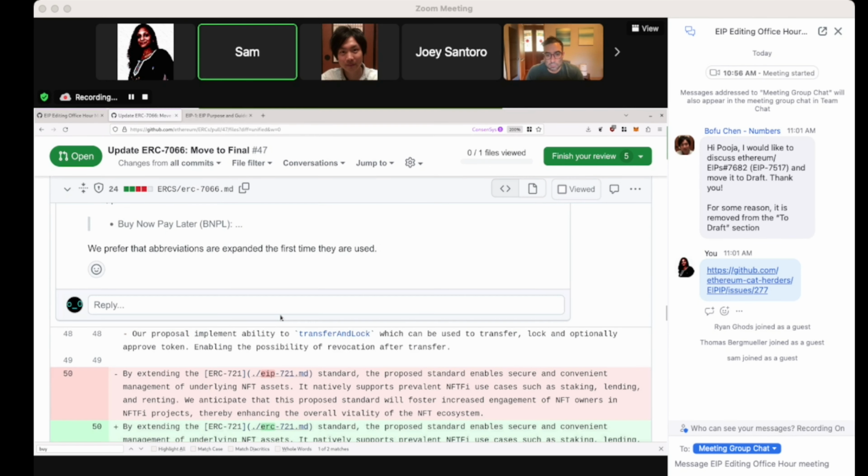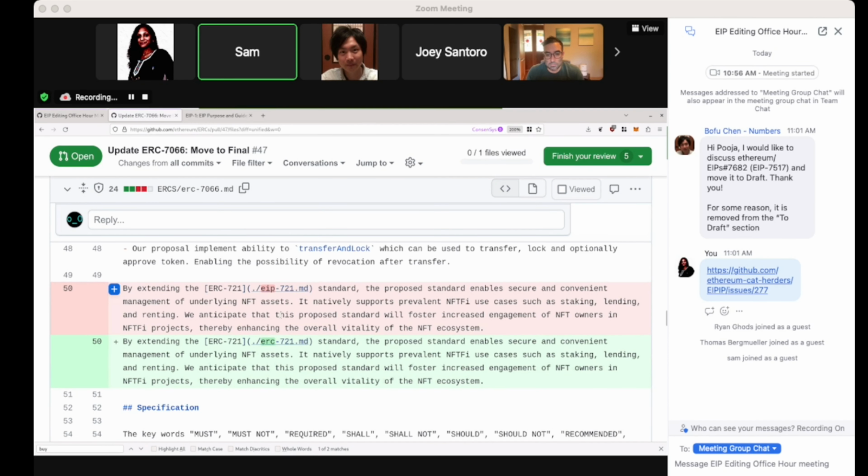Compound empties, transfer and lock. By extending the proposed standard, we make secure and convenient management of underlying assets possible. It supports prevalent NFT-Fi use cases such as staking, lending, and renting. We anticipate that this proposed standard will benefit NFT-Fi projects.